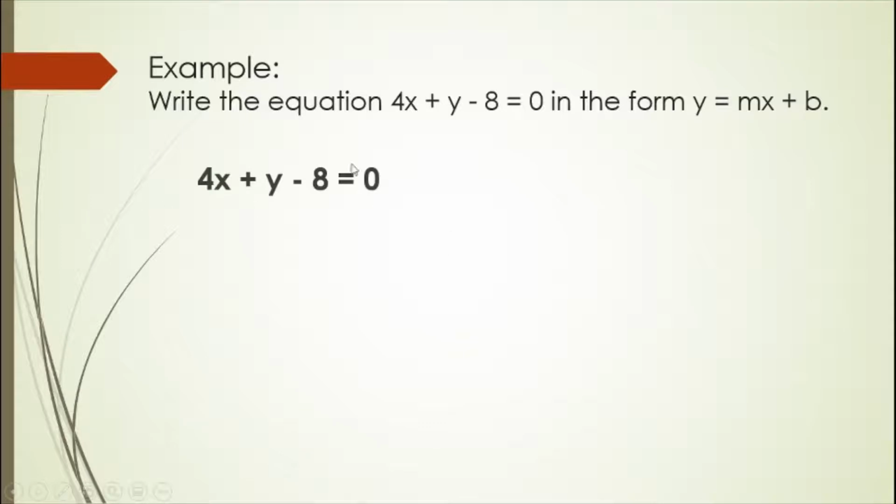Para magawa yun, let us first copy the equation 4x plus y minus 8 equals to 0. Tandaan, kailangan natin ay y equals to mx plus b. So, kailangan mawala ang 4x at negative 8. So, para gawin yun, ililipat muna natin ang negative 8 on the right side of the equation and change the sign of negative 8 to positive 8. Then, we follow it by 4x. Ang gagawin natin sa 4x ay ililipat din natin sa right side.